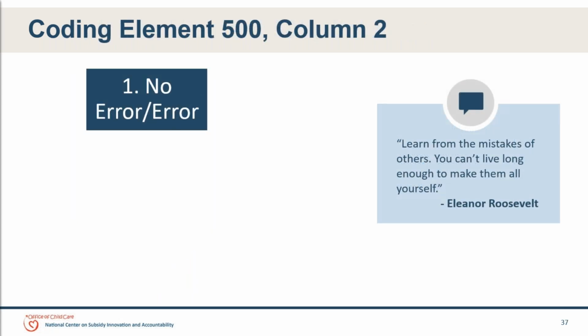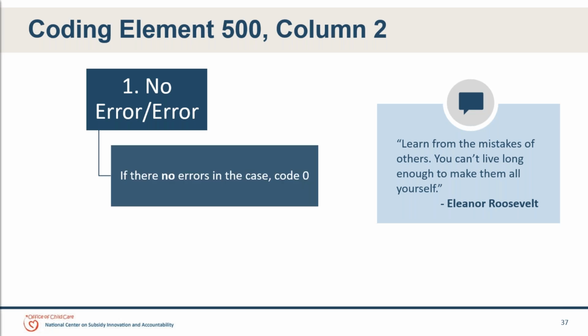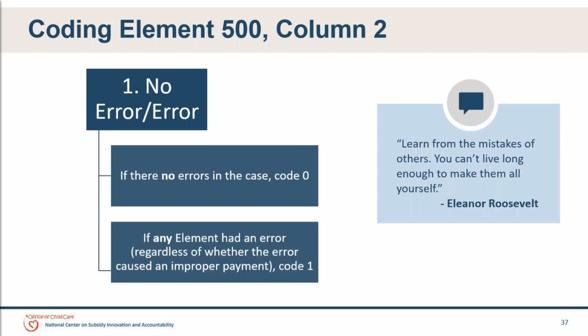Moving over to column 2 of element 500, there's a total of 10 items to be coded. And I'll go through each of these. For item 1, no error or error. If there are no errors in the case at all, you're going to code 0. And if there were any errors in any element, code 1.